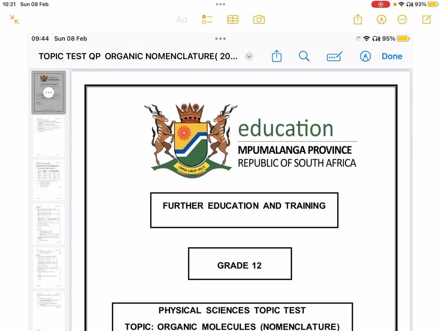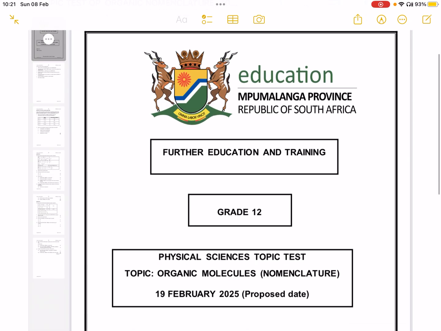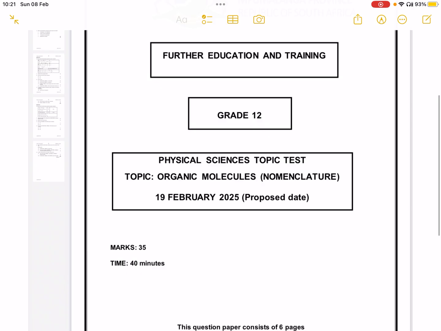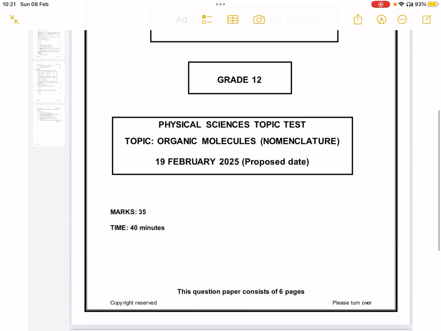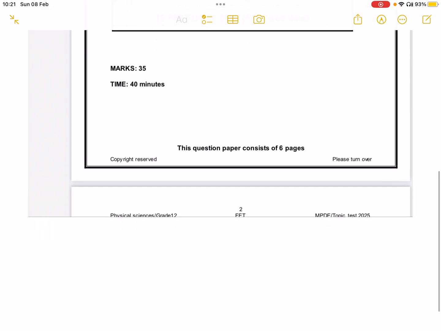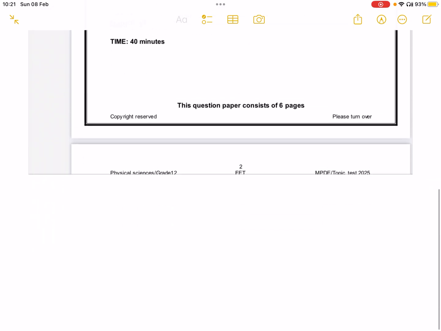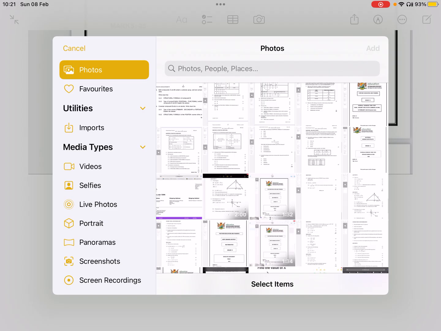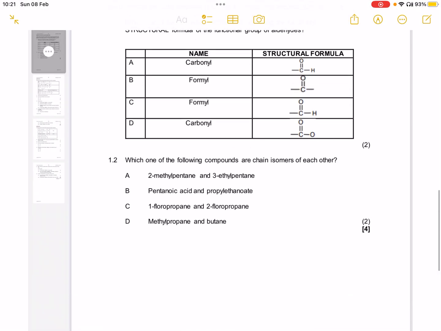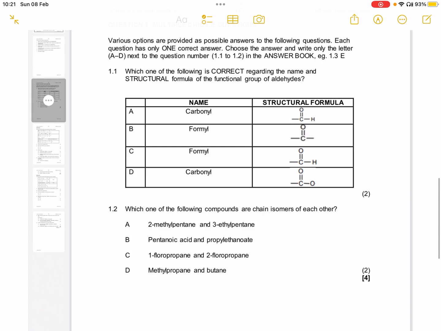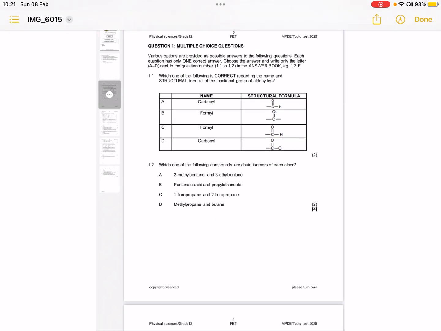And today we're looking at a topic test on organic nomenclature, which is normally question 2 of the exam paper. And today we'll do this February 2025 topic test question. So let's start with the first question in here. That was a multiple choice. Now I'm just going to answer this one within the question.